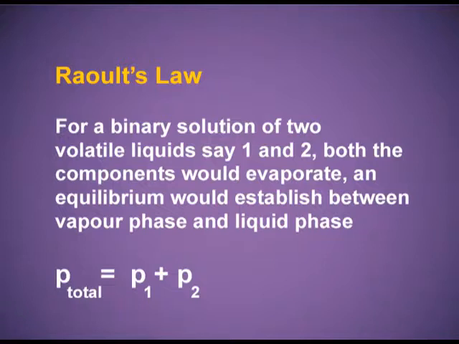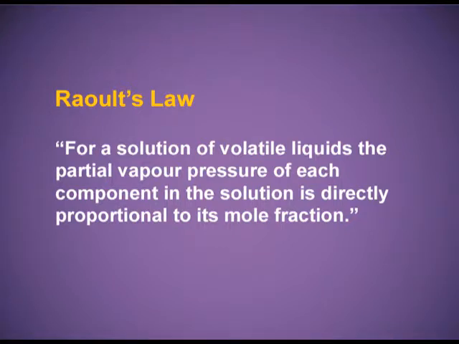Raoult's law states that for a binary solution of the two volatile liquids, say 1 and 2, both the components would evaporate and equilibrium would establish between vapor phase and the liquid phase, and the total pressure would be equal to the sum of the partial vapor pressures, that is P1 and P2. For such a situation, Raoult's law states that for a solution of the volatile liquids, the partial vapor pressure of each component in the solution is directly proportional to its mole fraction.